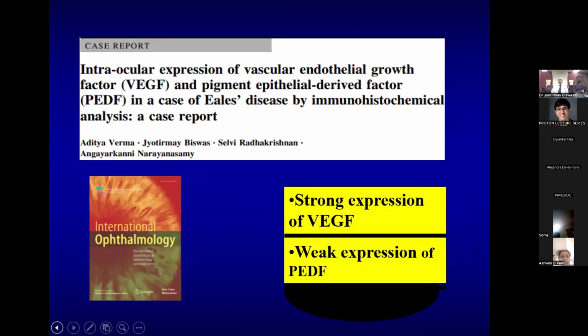We studied the intraocular expression of vascular endothelial growth factor, VEGF, and pigment epithelium-derived factor, PEDF, in a case of Eales disease. We found that there is a strong expression of VEGF and weak expression of PEDF in patients with the Eales disease vitreous sample.